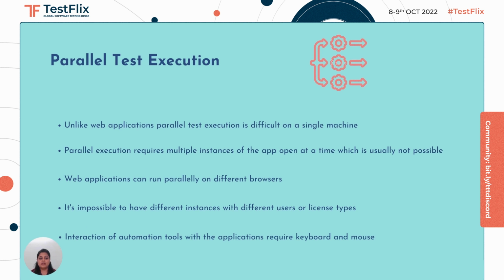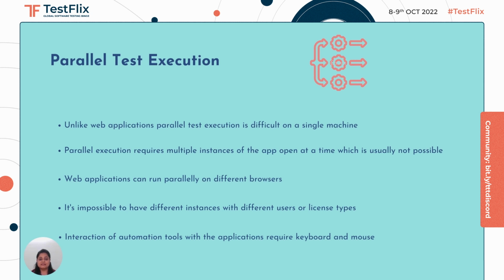Parallel test execution. Parallel testing in web applications, considering multiple browser instances, is easier as compared to parallel testing for desktops. Usually it is impossible to run multiple instances with different settings like different user roles or different permissions according to the license simultaneously for desktop applications. Some of the automation tools that interact with the apps have to actually use the mouse or keyboard and hence run one instance at a time, thereby increasing the execution time.